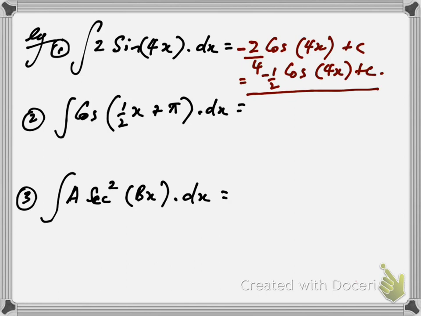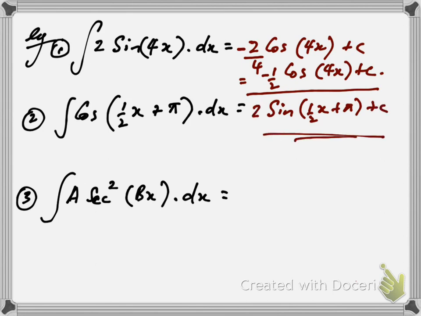The second one says cos of half x plus pi, where pi is a constant, dx, just like ax plus b. If you integrate cos you end up with sine, so write sine, the bracket doesn't change, half x plus pi, and then if you differentiate half x you end up with half. So you adjust, 1 divided by half gives you 2, and you put 2 on the top plus c.